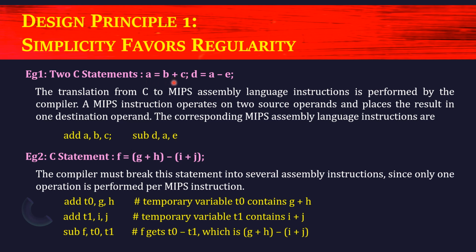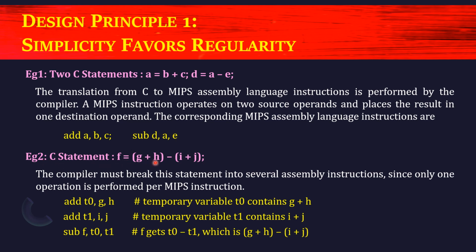Here the operation is plus, so the corresponding opcode is add. The destination operand is A and the source operands are B and C. So the corresponding MIPS code is add A, B, C. Similarly, D is equal to A minus E can be converted into MIPS code as sub D, A, E. Okay, fine. Let's look into another example.